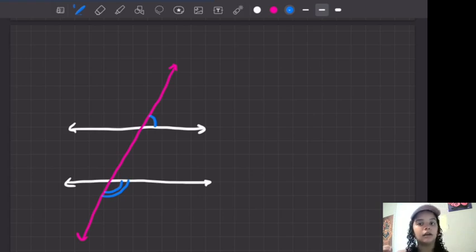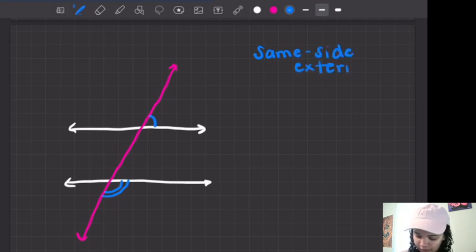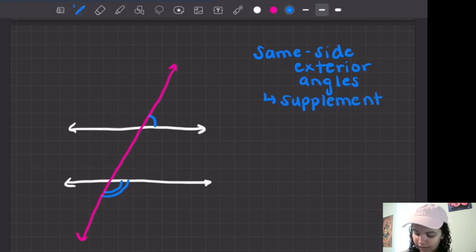Now we're not looking at alternate. So now they're not on different sides of the transversal. They're both on the same side. Like for example, here, they're both on the right side of that transversal. So they're on the same side of the transversal, but they're still outside of those parallel lines. So they're going to be called same side exterior angles. And these angles are supplementary. That means that when I add them up, they're going to equal 180. So supplementary, when I add them together, they're going to equal 180.